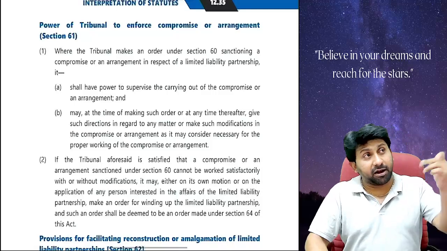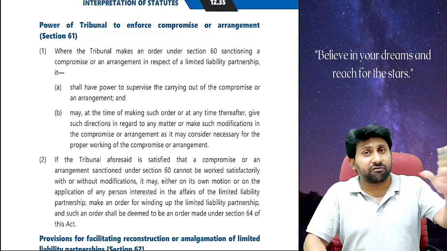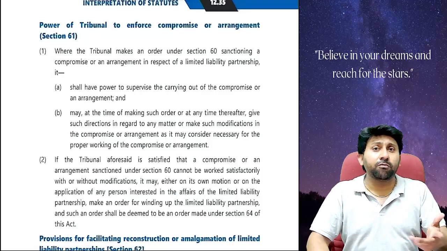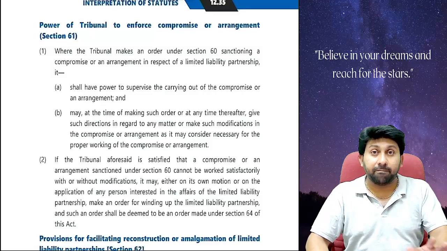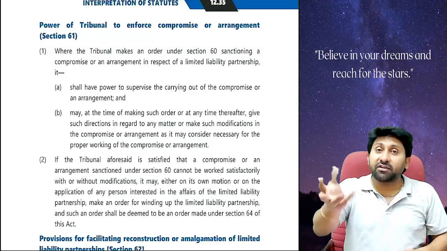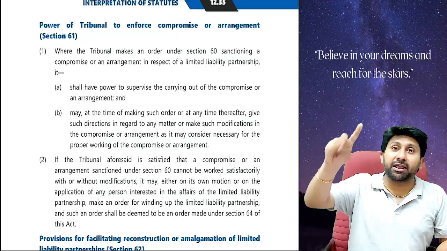Now, who made an application? Four people. Made an application to whom? Tribunal. Tribunal asks you to conduct what? Meeting. Meeting of whom? Creditors and partners. Conducted. Approved. Tribunal sanctioned the scheme. Now the work will start. Sanction order came. Now you have to apply that sanction order.